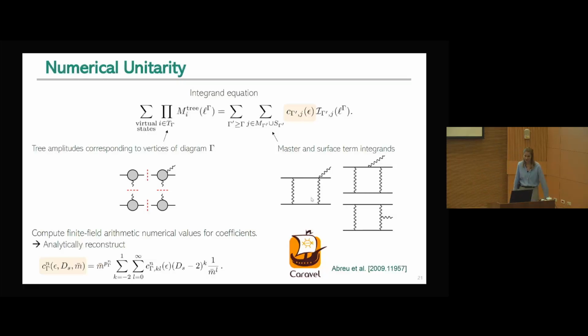Now, this numerical unitarity equation is implemented in this code called Parallel here. And in a finite field, it computes numerical values for these coefficients. To get a fully analytic result, we have to reconstruct these coefficients. We know these coefficients must be rational functions in the seven scalar products that I showed earlier, and we have to reconstruct them. Now, most important is actually the reconstruction in the Barth mass, because this lets us pick out the classical piece, and then we only have to worry about that and reconstruct that.